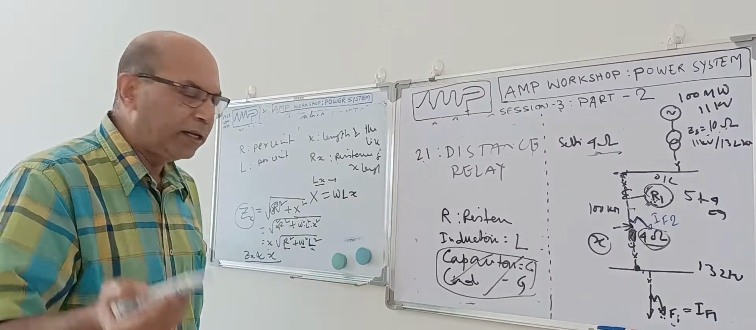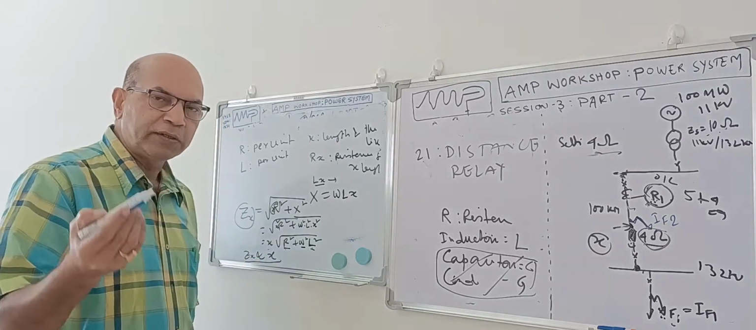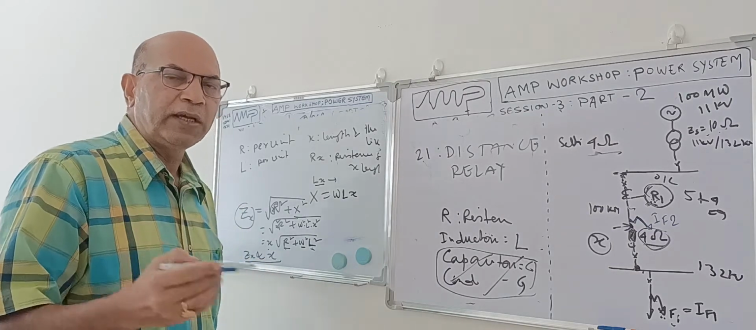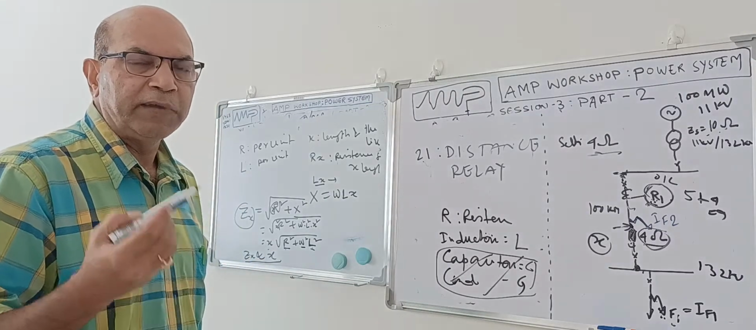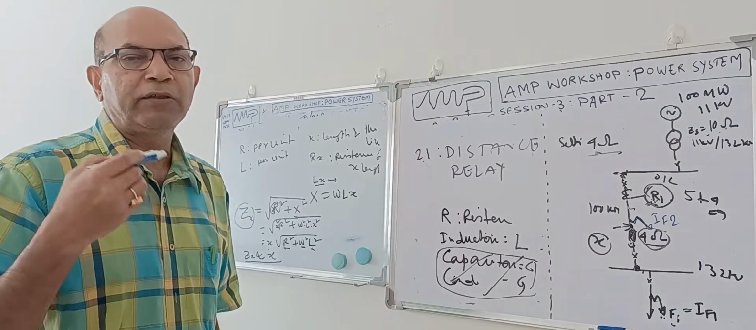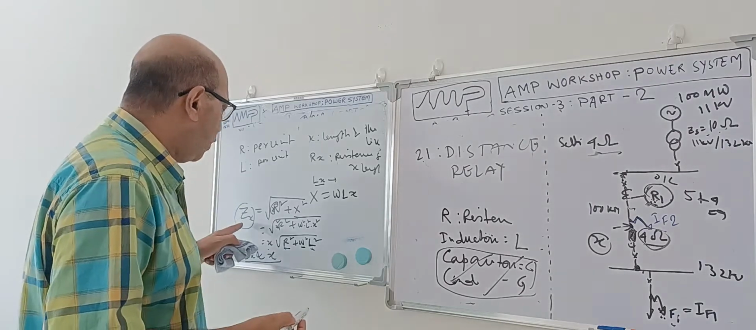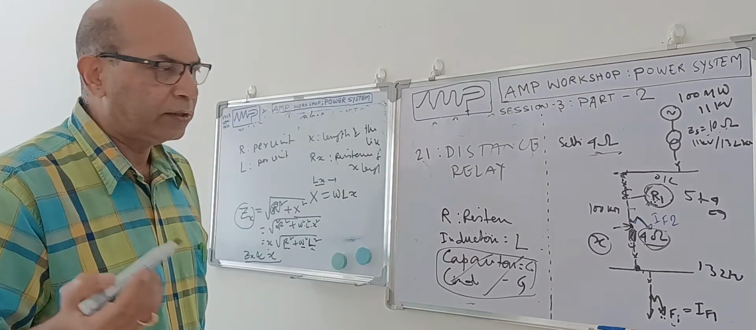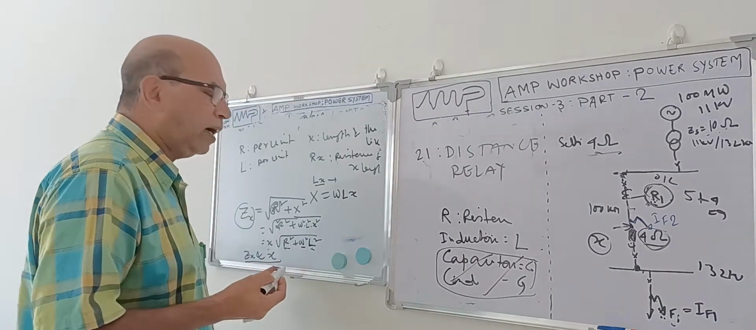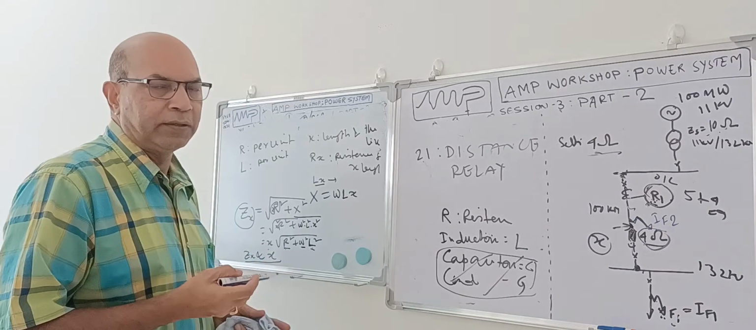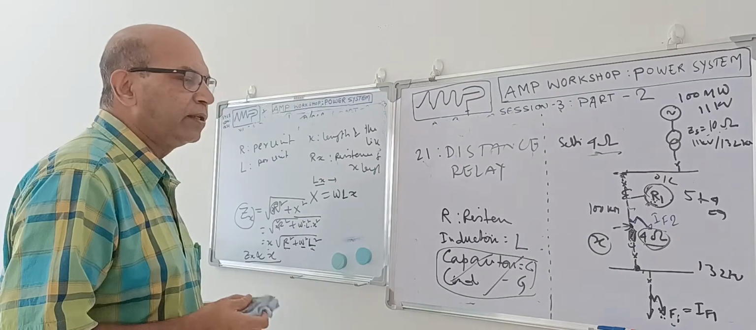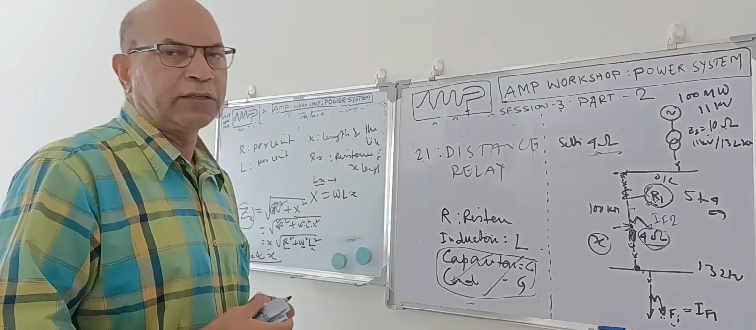As the length of the line increases, impedance will increase. So if I can measure the impedance of the line, then I can say that it is proportional to the length. If the impedance is 10%, the line length will be 10%. If the impedance is 20% of the full-length line, then the line length is also 20%. So impedance is showing the replica of the line length. So you can say impedance is proportional to the line length. So by measuring the impedance, we can measure the distance along the line.